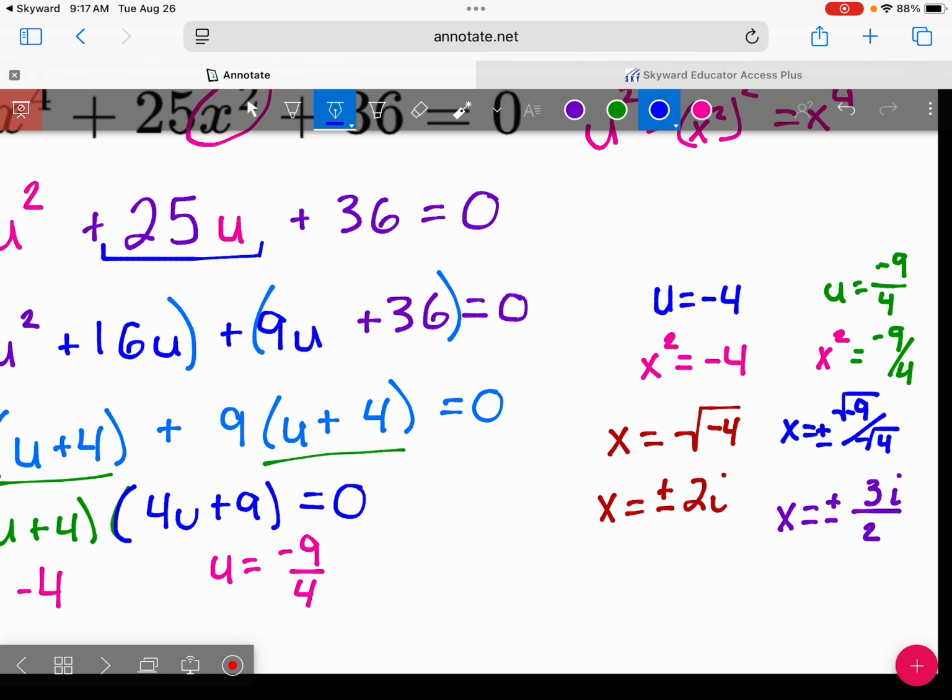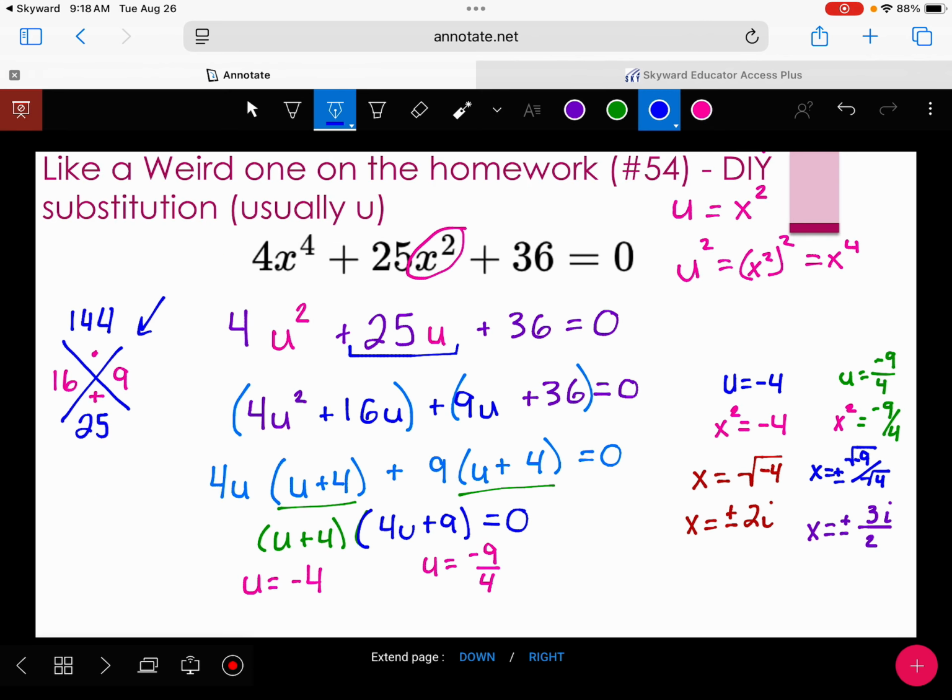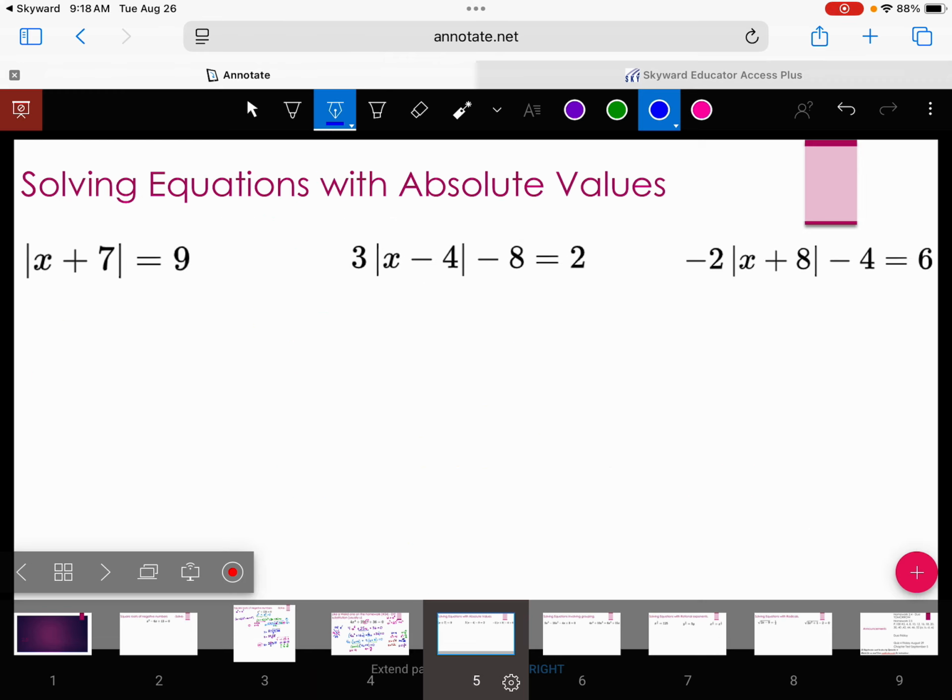Okay. Questions on this one. So 54 is a weird one and uncomfortable. What questions on that one? Okay. Because we're going to go do a little bit more solving stuff. And it's going to be one of those times where it feels like we make a big jump.